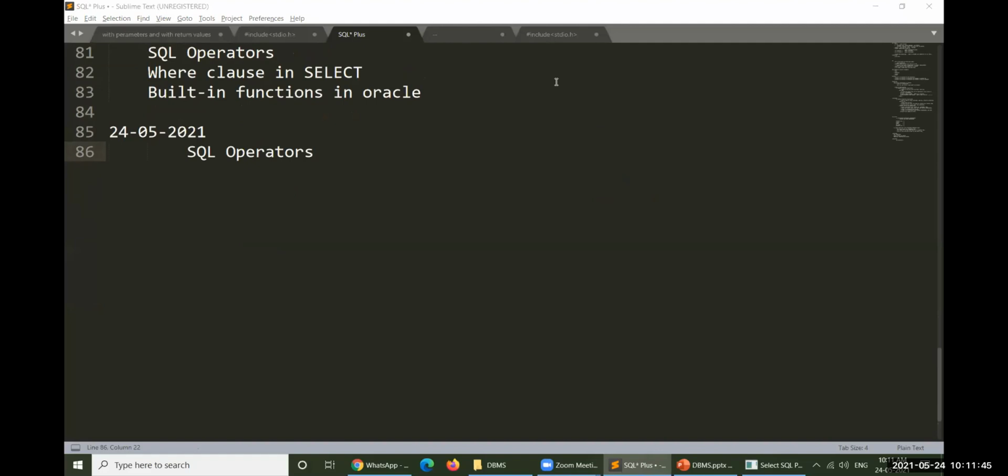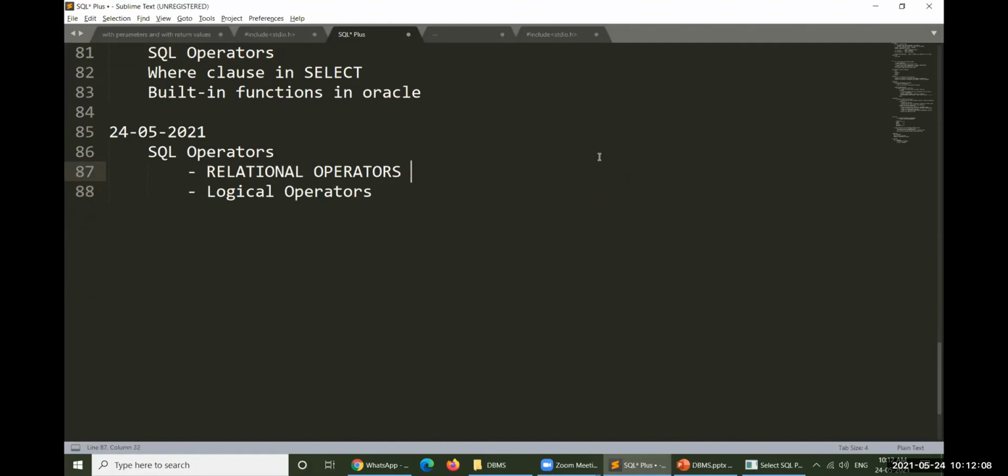Look at this. Normal operators are there here. Number one, first one is relational operators. Number two, second one is logical operators. We know very well what the relational operators are.